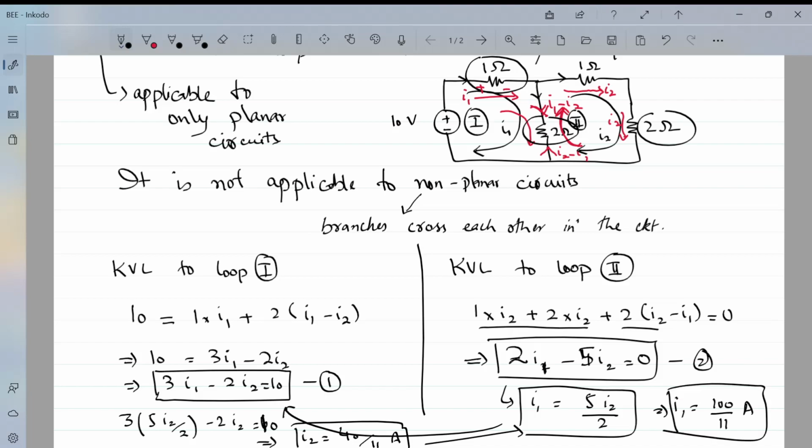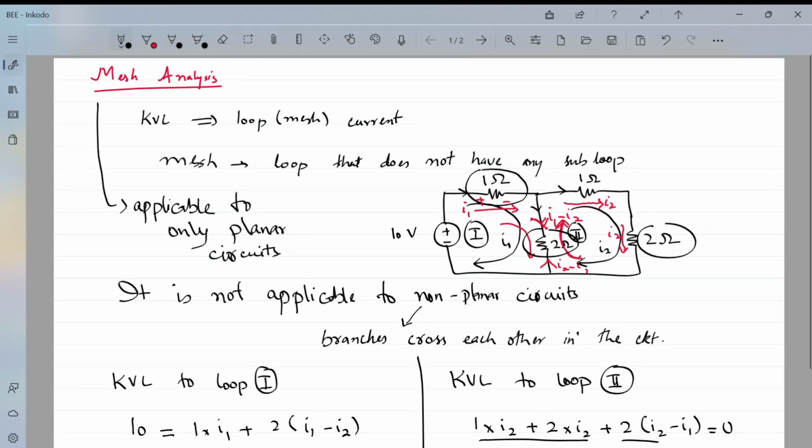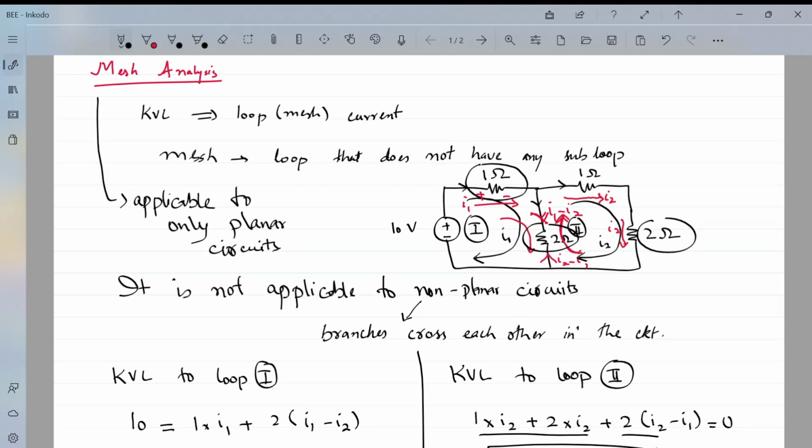So you can also check the mathematics. This is how we use mesh analysis for solving circuits. Instead of denoting branch currents, denote mesh currents. With mesh currents, the number of equations is reduced. Instead of having three variables, we only had two variables here, and it became easier for us to solve for two variables with two equations.